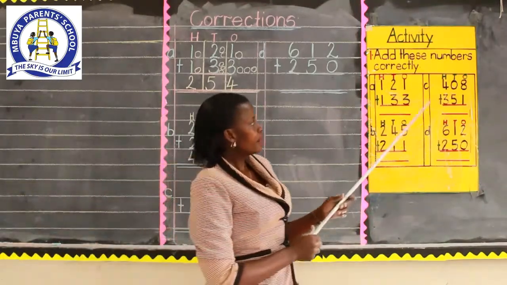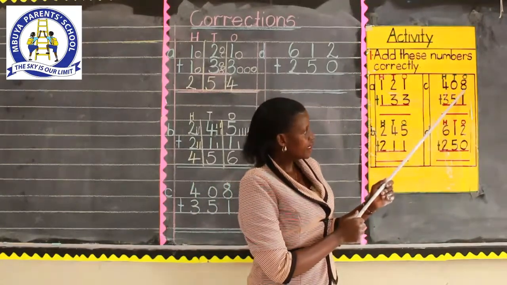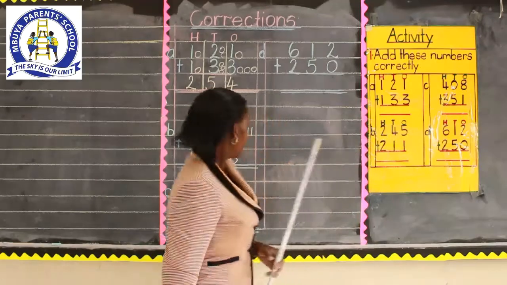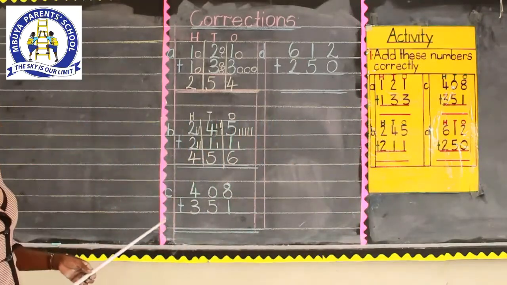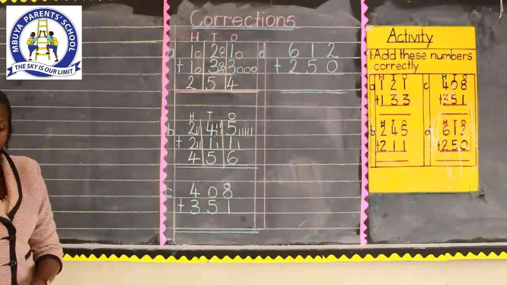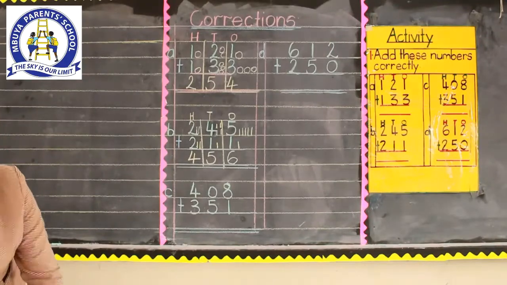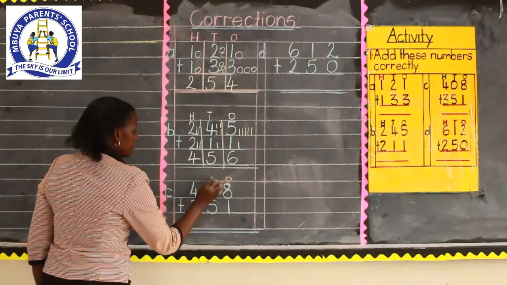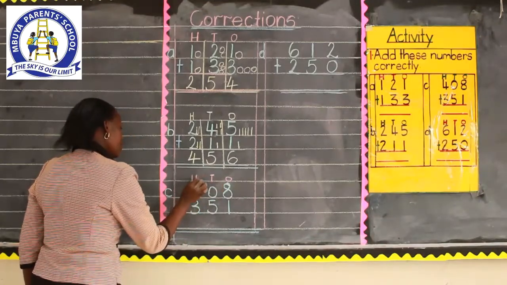All right, let's go to part C. Part C is saying 408 plus 351, which I've written here. We are going to give place values as usual. Ones, tens, then hundreds.